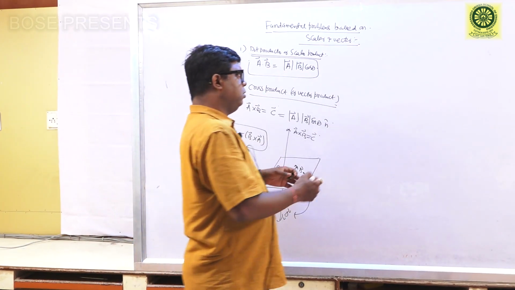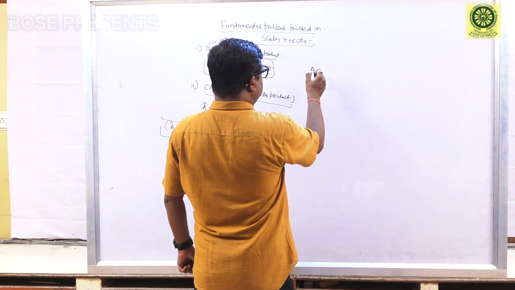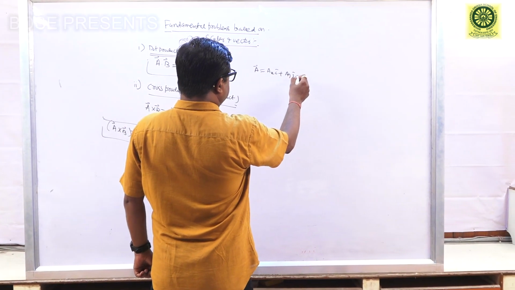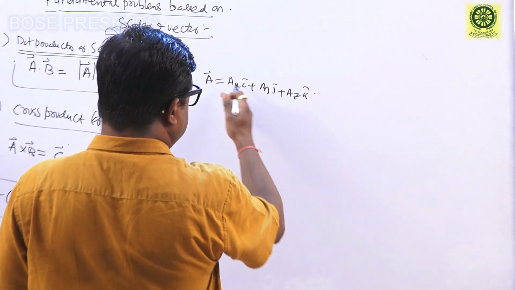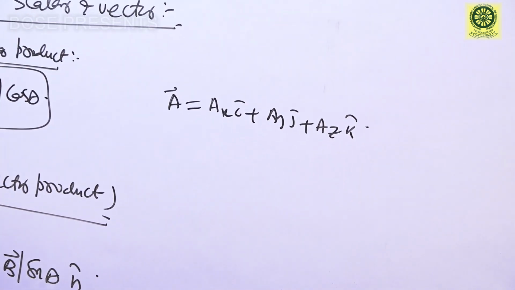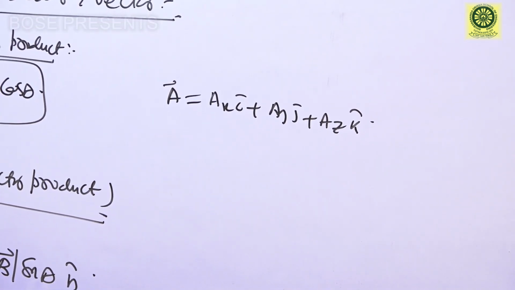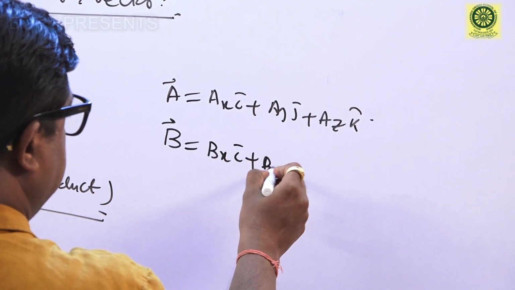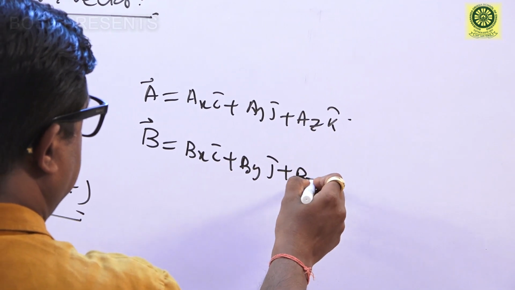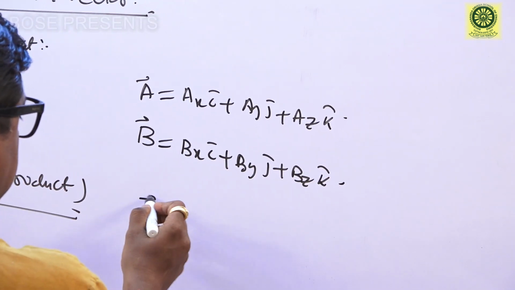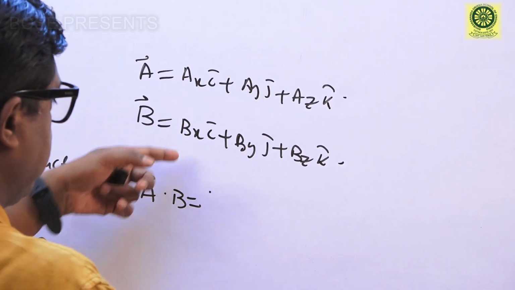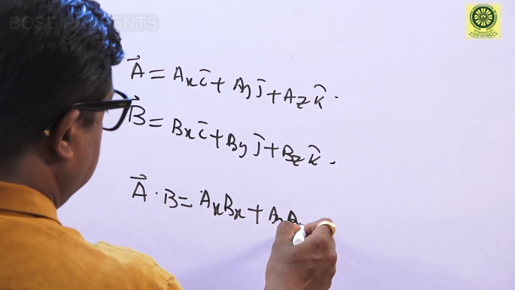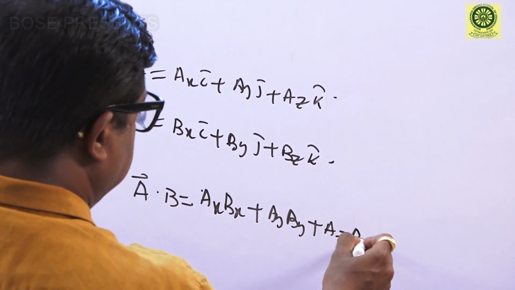And for A dot B, if A is equal to Ax i cap plus Ay j cap plus Az k cap, these Ax, Ay, Az are the rectangular components of A along the X, Y and Z axes, and vector B is equal to Bx i cap plus By j cap plus Bz k cap, then A dot B is equal to Ax Bx plus Ay By plus Az Bz.